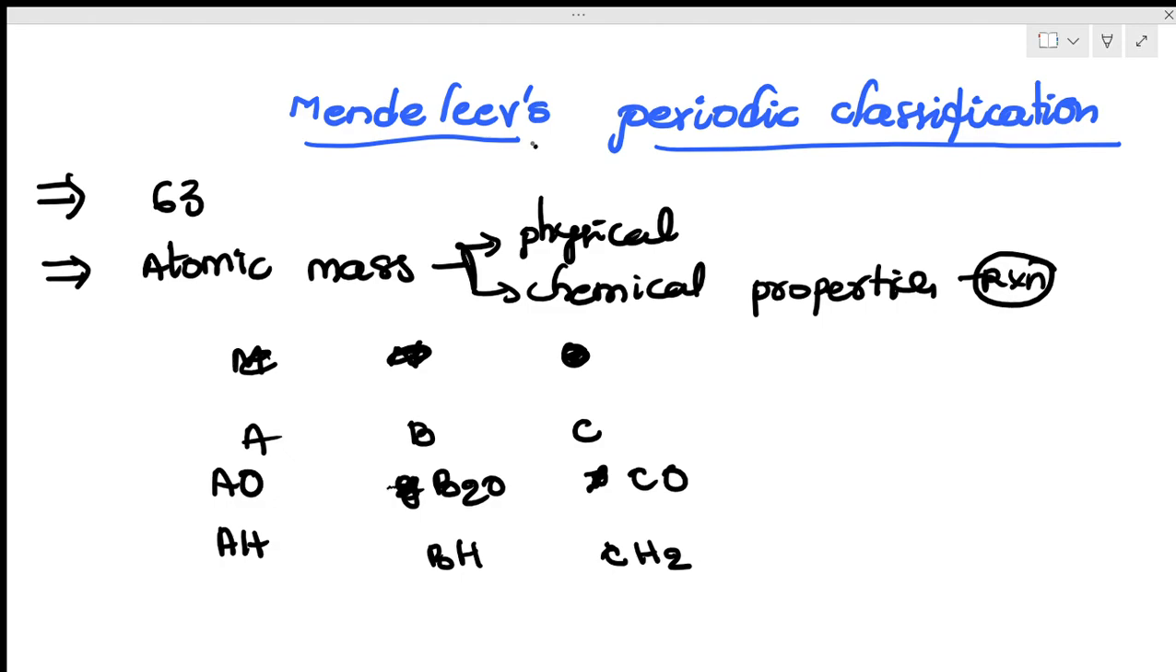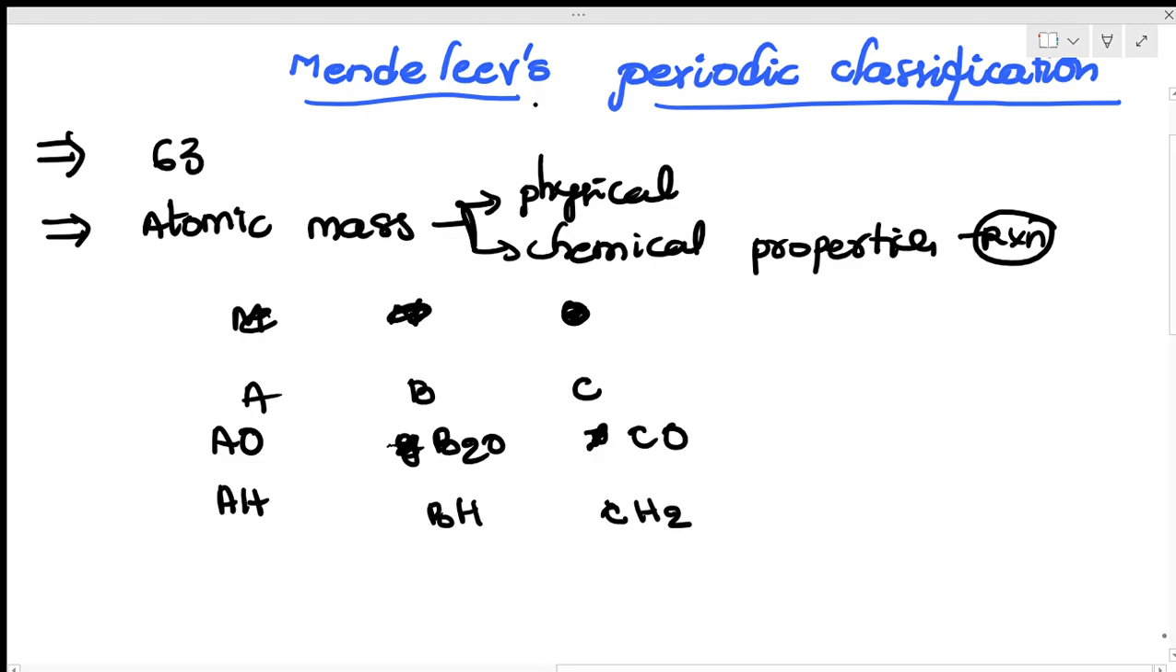So for all 63 elements he did the same experiment. He studied the physical properties and the chemical properties of the 63 elements. He observed one great thing, and his classification was made based upon that. His periodic table was made based upon this point only.